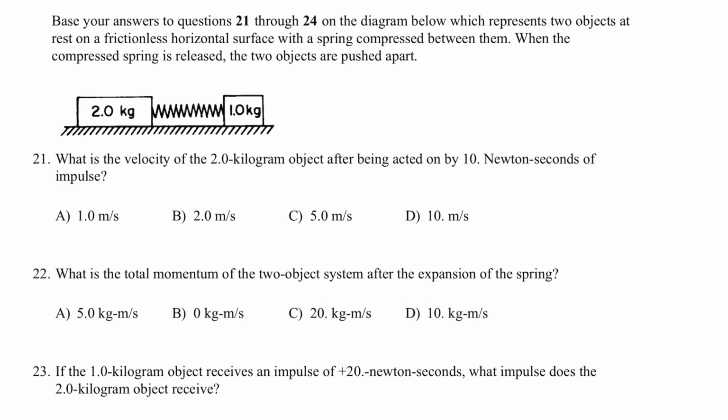So this question gives us impulse and mass, and we need to solve for velocity, so we can just plug the values in. So the equation J equals mass times change in velocity. We can use that. So 10 Newton seconds equals mass 2 kilograms times change in velocity, and we're going to get a velocity of 5 meters per second. And that is choice C.